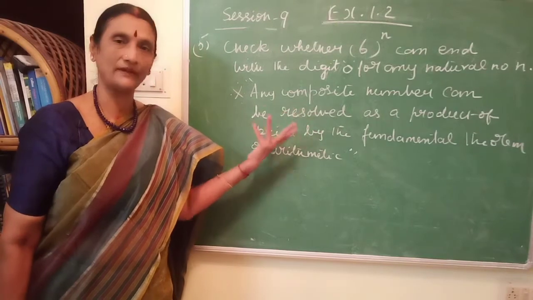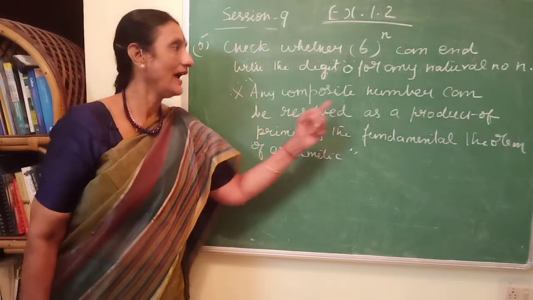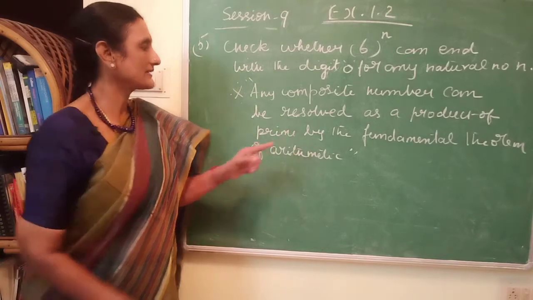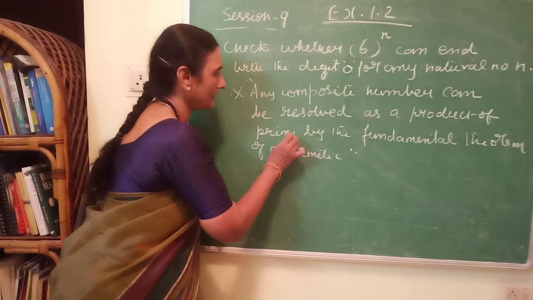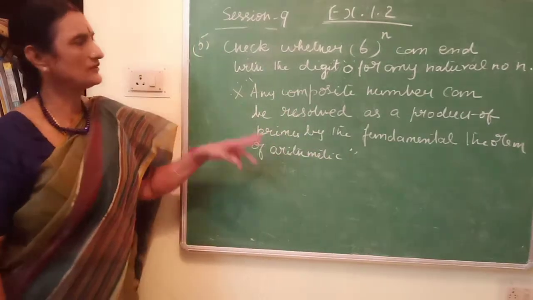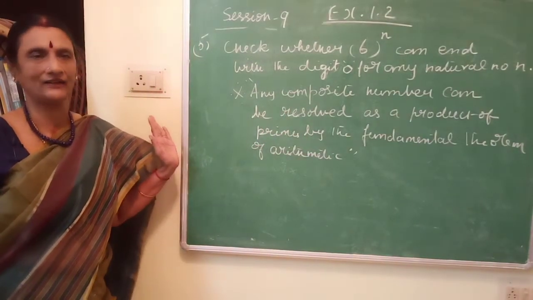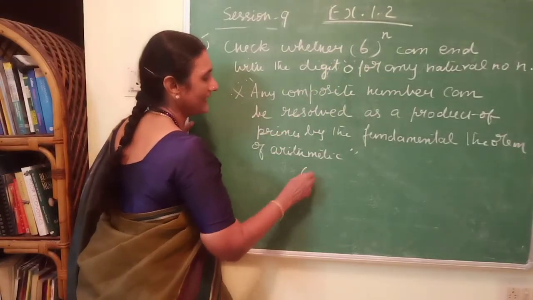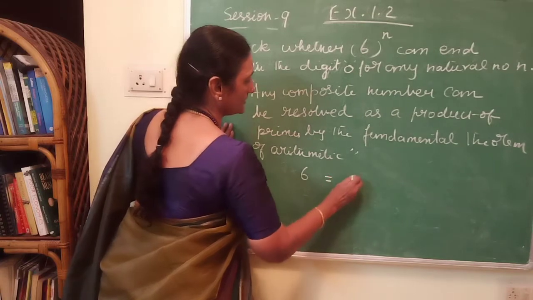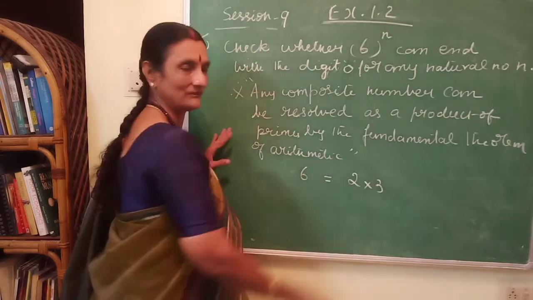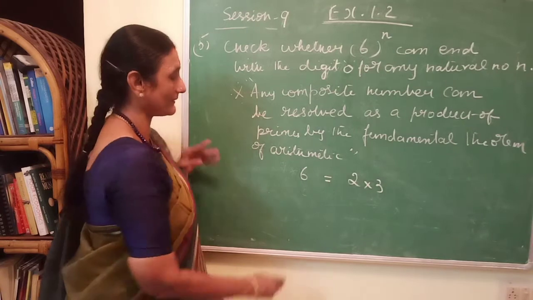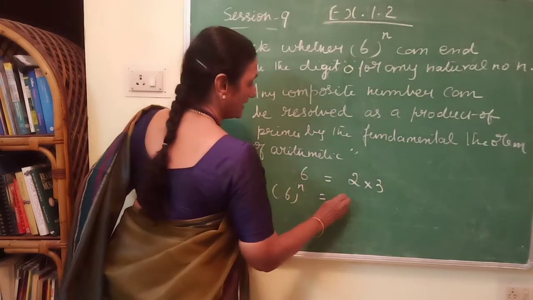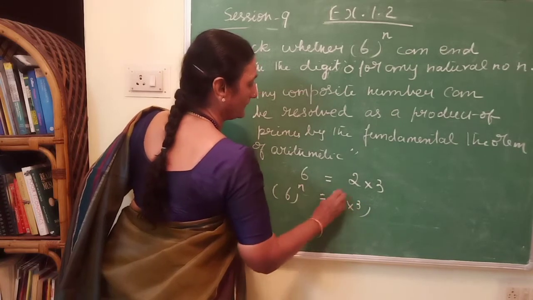So this word can be replaced by your convenient word. As a product of prime numbers, or primes, by the fundamental theorem of arithmetic. So 6 being a composite number, I can write 6 is equal to 2 into 3, where 2 is a prime number and 3 is a prime number. Therefore, 6 power n can be written as (2 into 3) the whole power n.